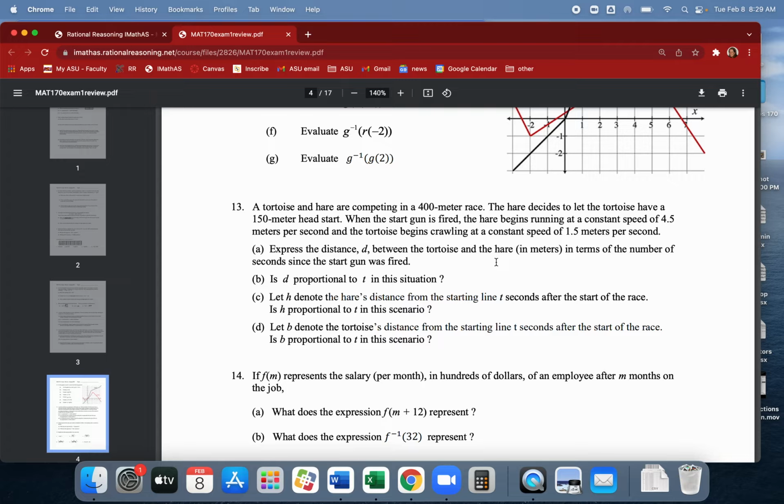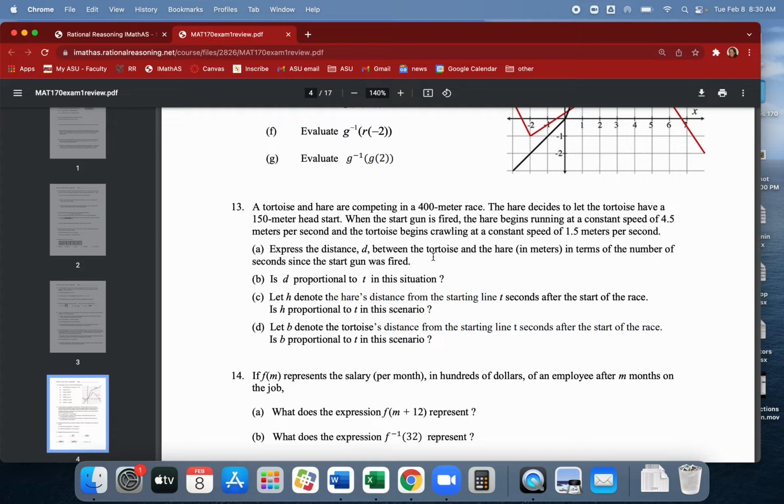We talked about this, I think, early on, defining variables. Which ones are we talking about? Because there's a lot of different distances we could be measuring in this question. And it says something about, is D proportional to T? Oh my gosh, what is D? Go back and look. D, the distance between the tortoise and the hare in meters. And we're supposed to express it for part A in terms of seconds since the starting gun was fired.